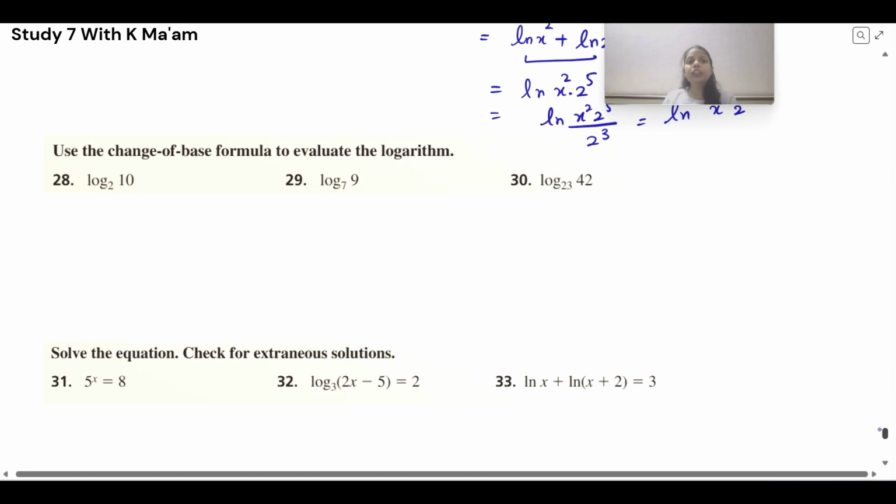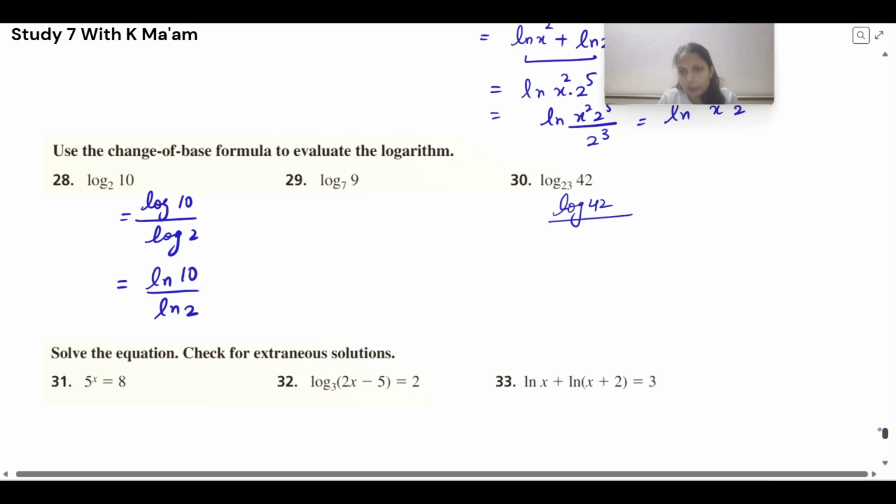Now we have a change of base form. Here there are two types of log, either a common log or we can write in a natural log form. If I want to write in a common log form, it is log 10 over log 2. This is the common log form of the same thing. If I write in a natural log form, it's ln 10 over ln 2. Okay. You can try 29 yourself and let me solve question number 30.